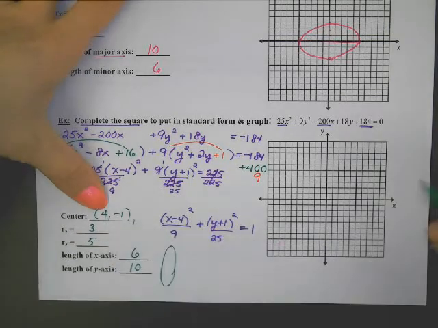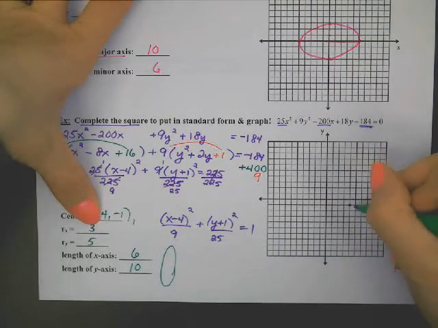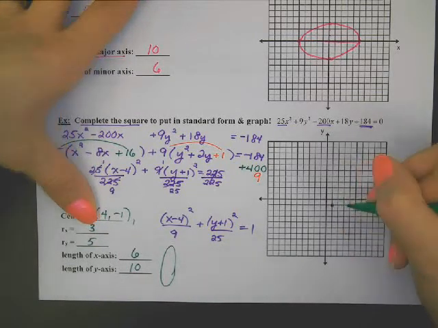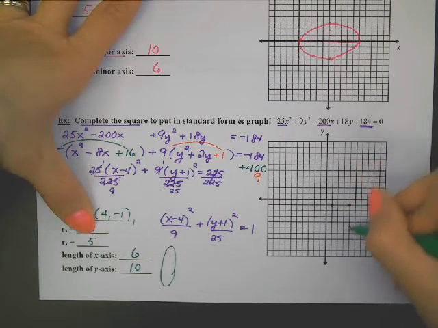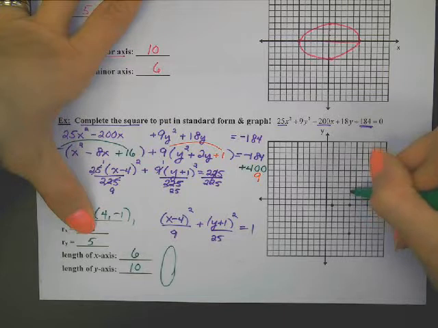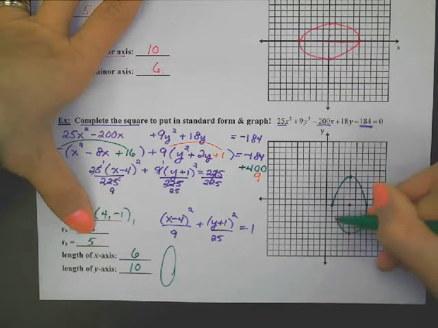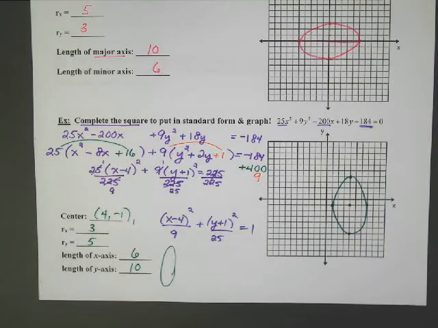The center is at 4, -1. R sub x is 3. 3 to the right and 3 to the left. R sub y is 5. So we go down 5 from the center. From the center, we go up 5. And I'm going to try to draw a nice rounded ellipse. Nice and curvy. Try hitting all those points. Okay, try to draw curvy. Do not draw pointy ones.